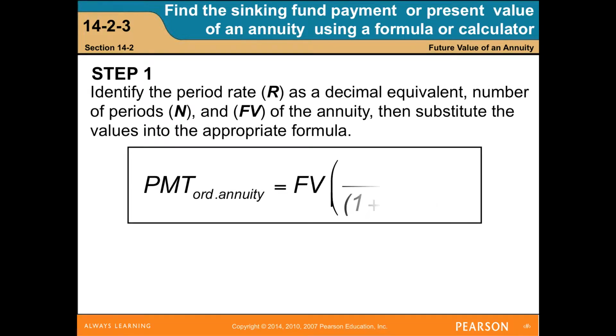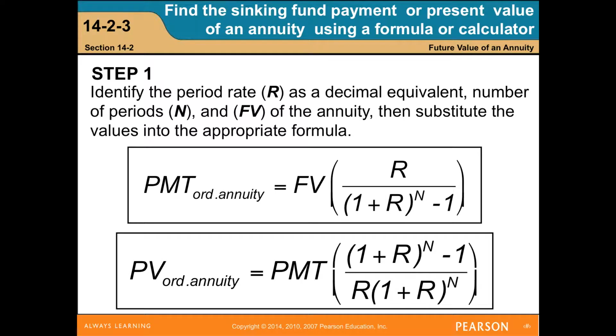Find the sinking fund payment or present value of an annuity using a formula or calculator. So step 1, identify the period rate R as a decimal equivalent, although you don't have to if you have the financial calculator. Then the number of periods N and FV of the annuity, then substitute the values into the appropriate formula. So here are the formulas for the present value of an ordinary annuity and the payment of an ordinary annuity.